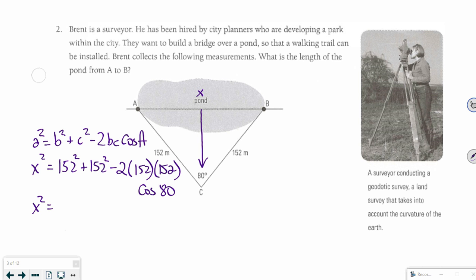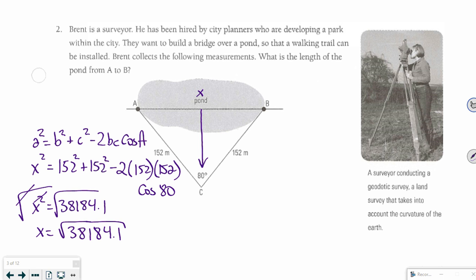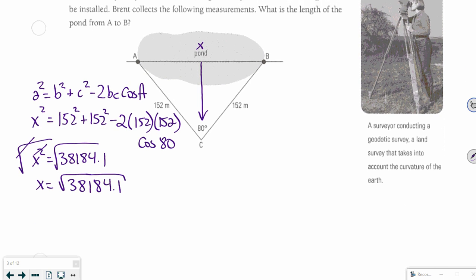When you work this all out, my x squared equals 38184.1. And then I take the square root of both sides, get my squared to cancel. So x equals the square root of 38184.1. And x is going to be 195.4. And because I had units in my question, I need units in my answer. I had meters in my question. This is meters in my answer.